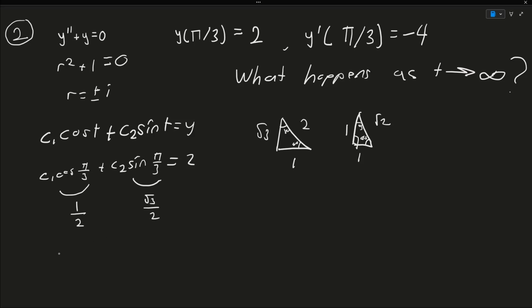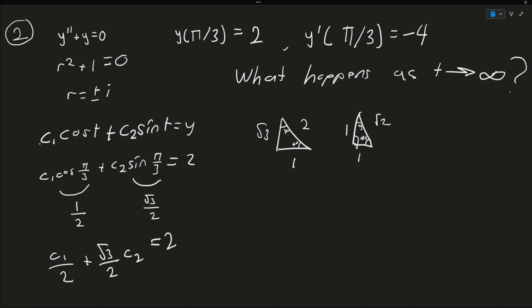So anyways, we will have c1 over 2 plus root 3 over 2 c2 equals 2. Now we will not be able to solve this equation because we have two unknowns, but if we use this initial condition, y prime of pi over 3 equals -4, we will have two equations with two unknowns, and this will help us solve for both of these values. So let's do it. Let's get y prime of t.